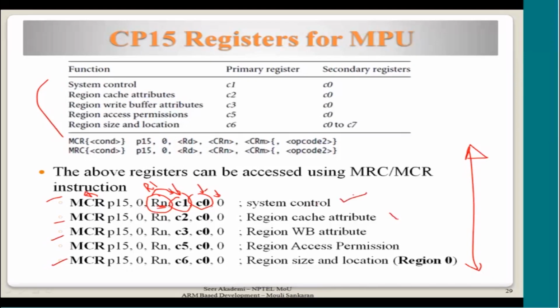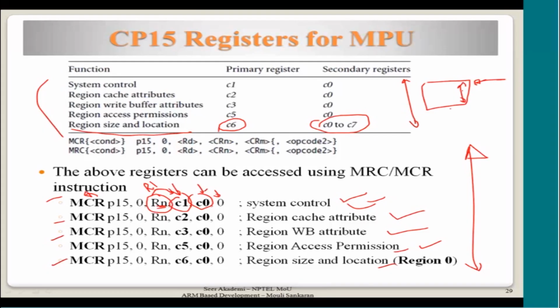Okay, either system control may happen or cache attributes may get written. You may enable the MPU or anything here, or you may decide the regions. All these things will be happening based on what is mentioned here. Region size and location can be configured, because you need to configure 8 regions. So you need to give a size and length: the starting address and the length of the region you have to mention.